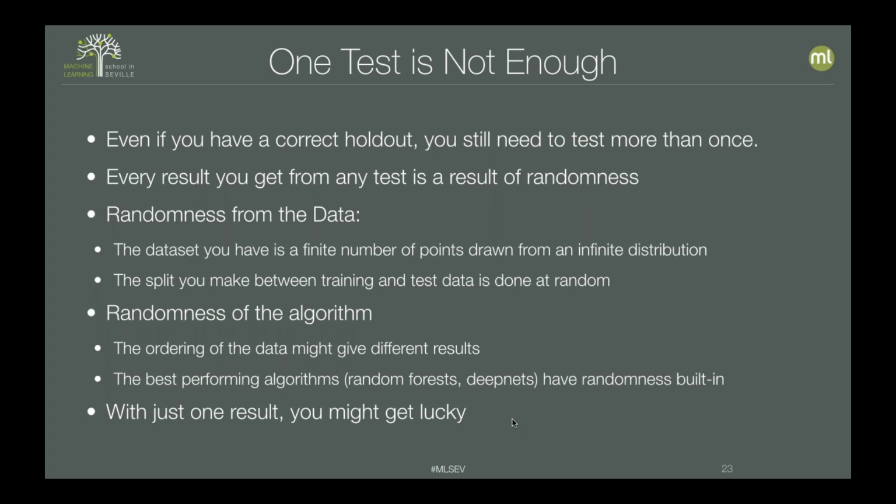And also algorithms themselves are randomized. The order of the data sometimes matters when you're learning. The best performing algorithms like random forests, isolation forests, clustering, deep nets, all of these have randomness built in. Some step of the algorithm is driven by a random process. In general, this improves results, but it also increases variance. By changing the random seed of this process, you might get a different model from run to run.